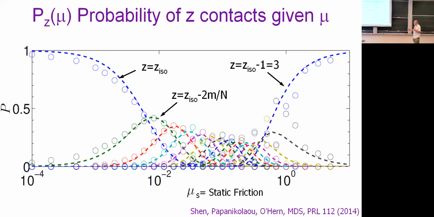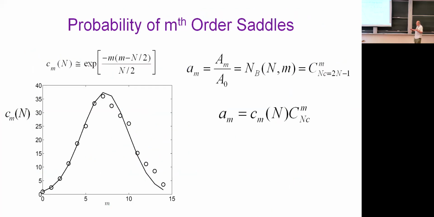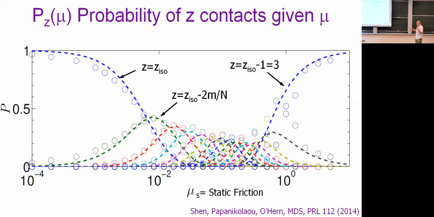So the dashed lines are from the theory. And there is one adjustable parameter, which is the height of this. We don't know that height, so that's the one adjustable parameter that we got from the simulation. But other than that, everything else is figured out. And so this matches up very, very well. And so this guy is the Z iso line. This guy is the iso -1 contact.